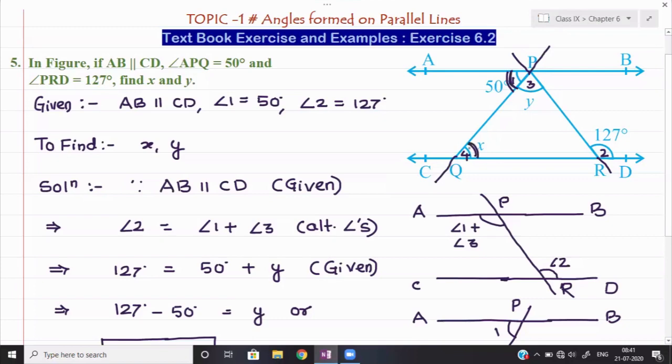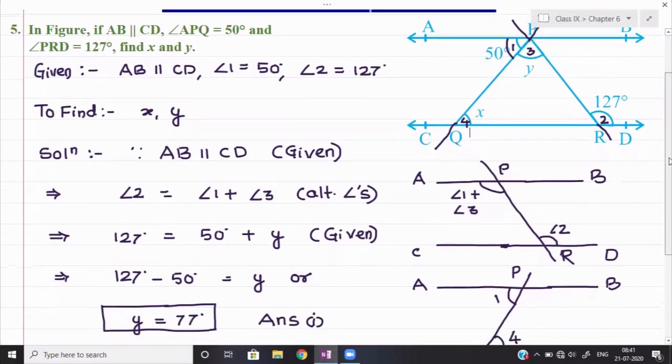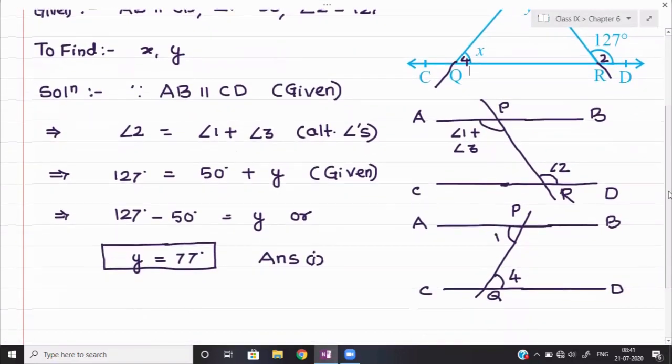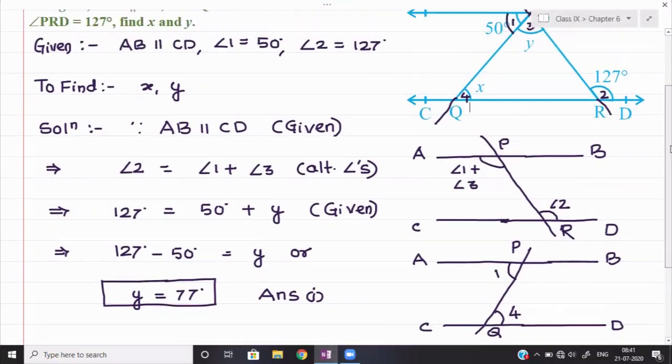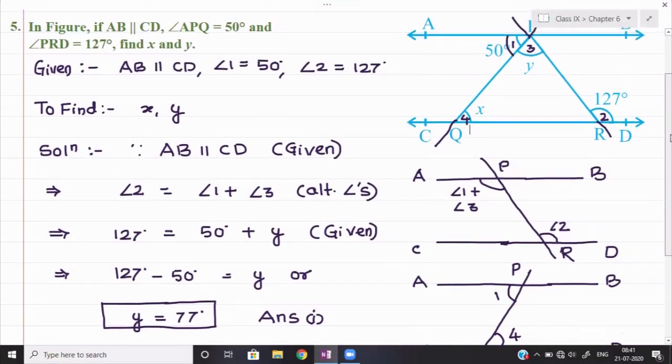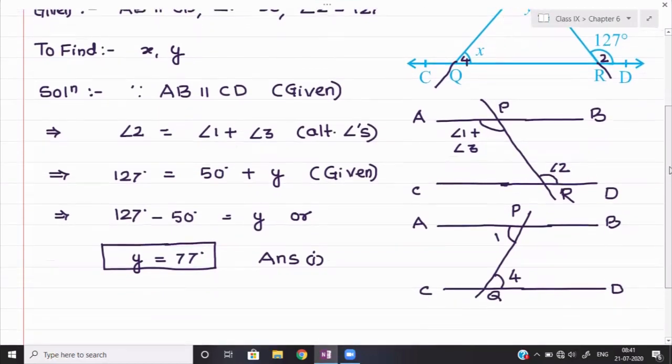So we can say that these two angles are alternate angles. Okay, and those angles only I have marked in the bottom. Observe angle 1 and angle 4. So angle 1 and angle 4 will be equal. Now angle 4 is actually angle x, whose value we need to find out, and angle 1 we know, so we can get the value of x easily.